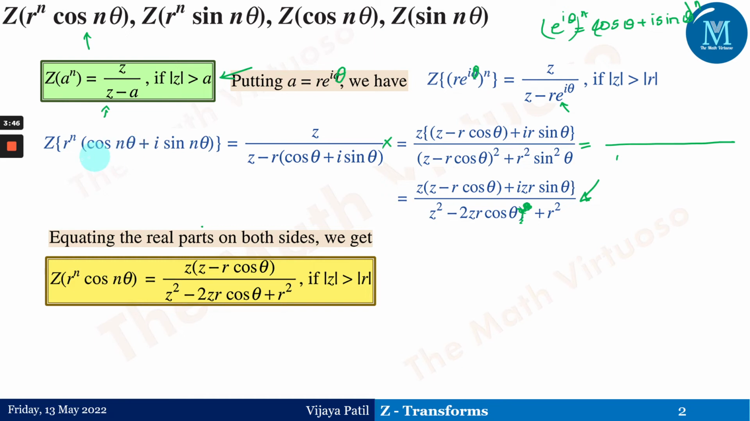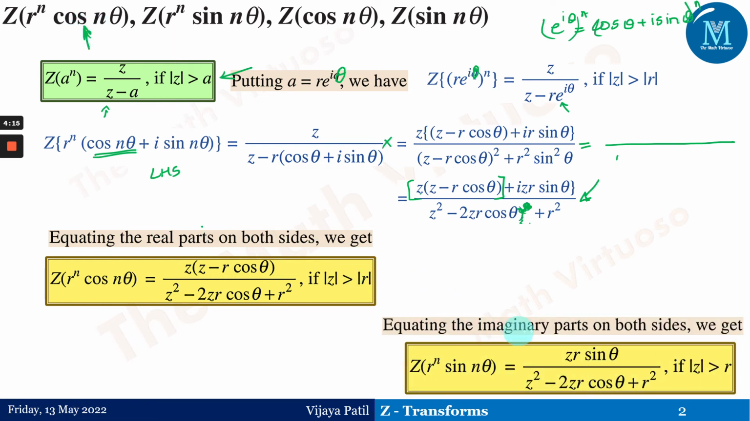So if you observe here, this is the real part of the LHS. The RHS real part is the part which is not with the i. So this is z into z minus r cos of theta, whole divided by z square minus 2rz cos of theta plus r square. So this is the first identity, or the standard function, that we are going to get.